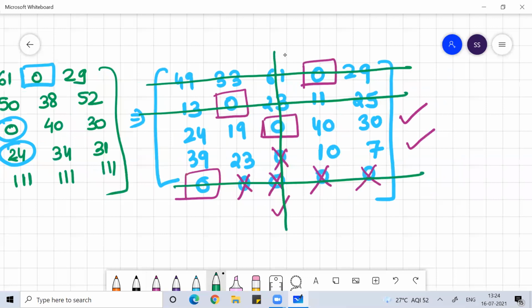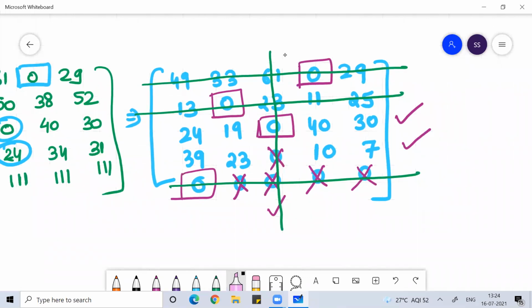Now out of all the elements which are not crossed, either by a single line or by a double line, find the minimal element. So the minimal element I'm finding is 7. So the theta here will be 7. So 7 is called theta.